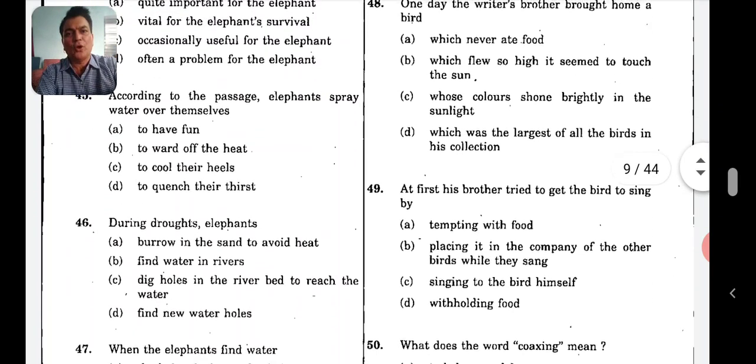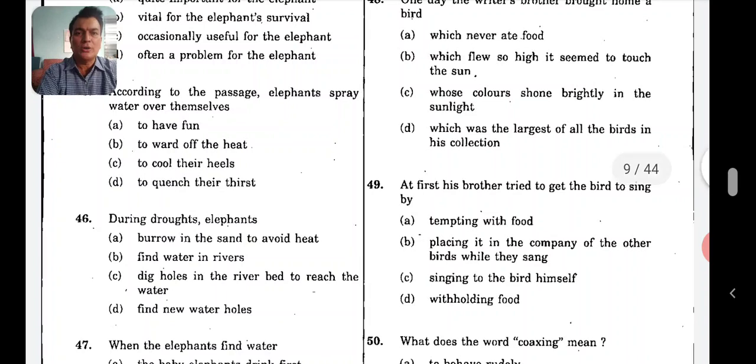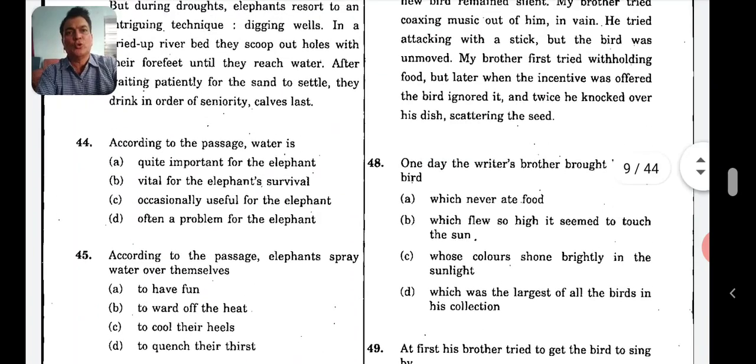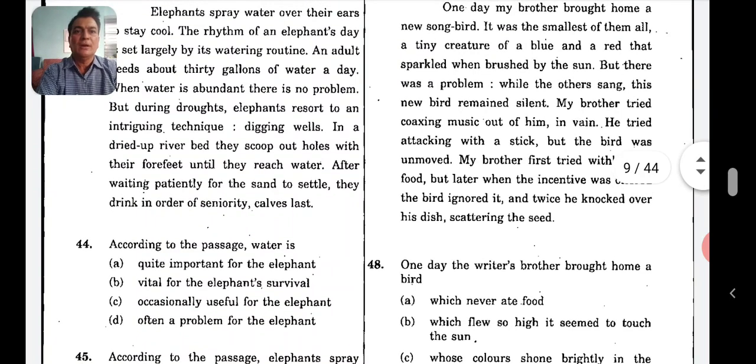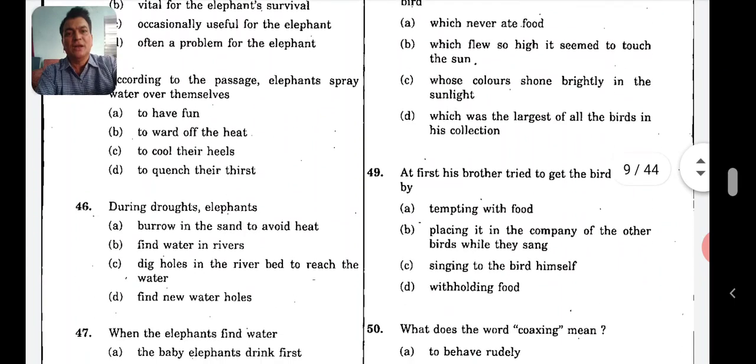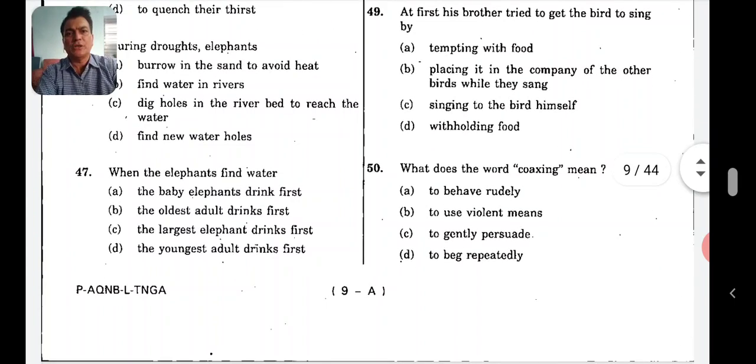So let's go to 46th one. During droughts, elephants burrow in the sand to avoid heat, find water in rivers, dig holes in the riverbeds to reach the water, find new water holes. So when you read this passage, in a dried up riverbed, they scoop out holes. You can infer from second last sentence. So therefore the answer is dig holes in the river. C is the answer. So let's see the 47th one.